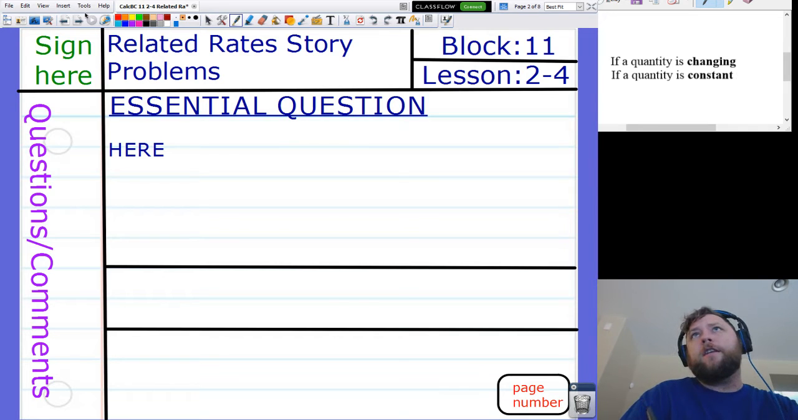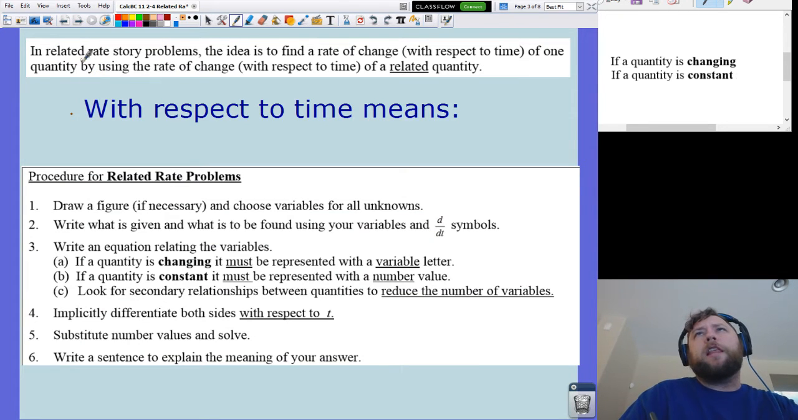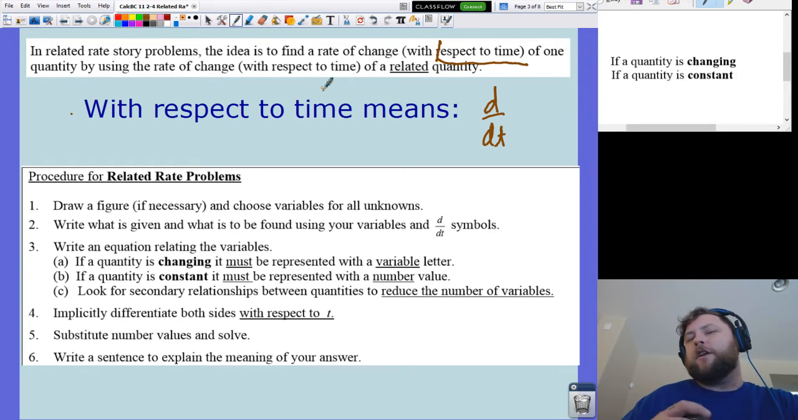Let's begin. So, a little bit about related rates. These usually happen when we do word problems. In these kinds of related rate problems, the idea is you're going to find a rate of change with respect to time, so it's going to be like a d over dt thing. You're going to derive with respect to time, in this case, not with respect to x, of some quantity by using rates of change, so derivatives. You're going to use your implicit differentiation skills, and you're going to be deriving with respect to time, even if there are no t's.